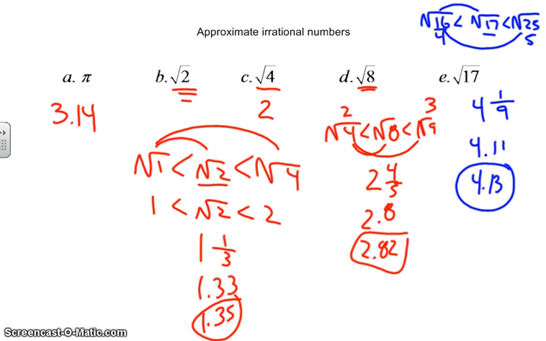So what we're going to do with approximating square roots: find the perfect square just below it, the perfect square just above it, find the proportion of distance between the two, and you will come out pretty darn close. I think you'll always come out to within a tenth.